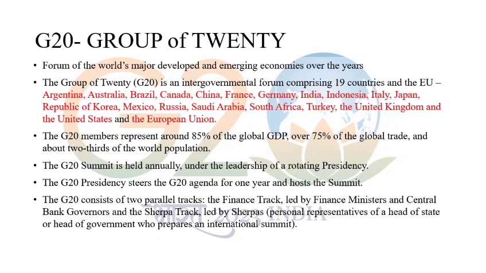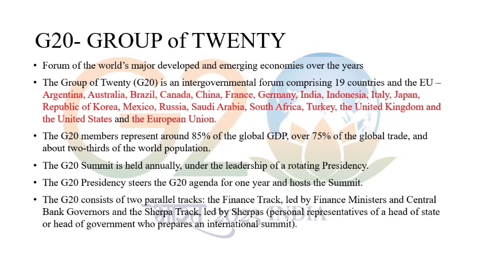The G20 comprises 19 countries plus the European Union. The countries are Argentina, Australia, Brazil, Canada, China, France, Germany, India, Indonesia, Italy, Japan, Republic of Korea, Mexico, Russia, Saudi Arabia, South Africa, Turkey, the United Kingdom, the United States, plus the European Union.